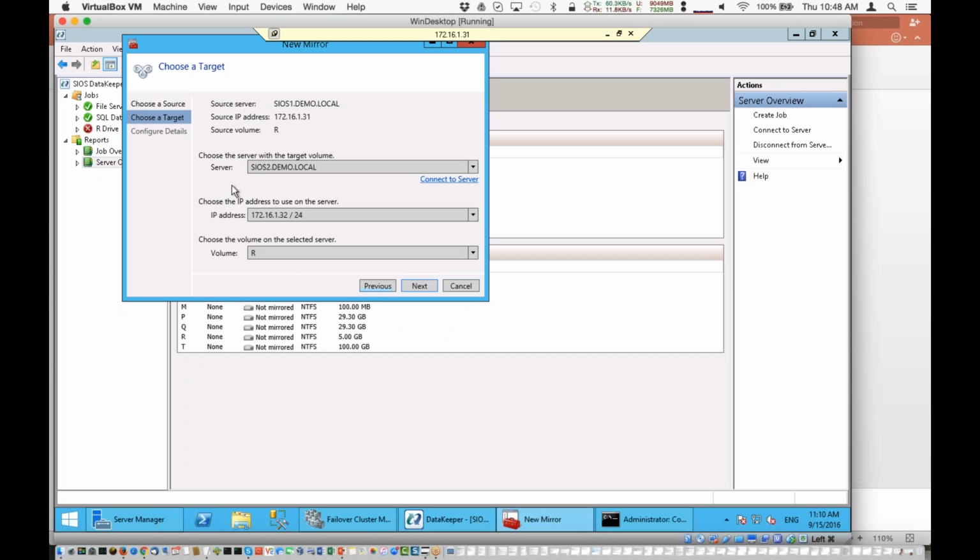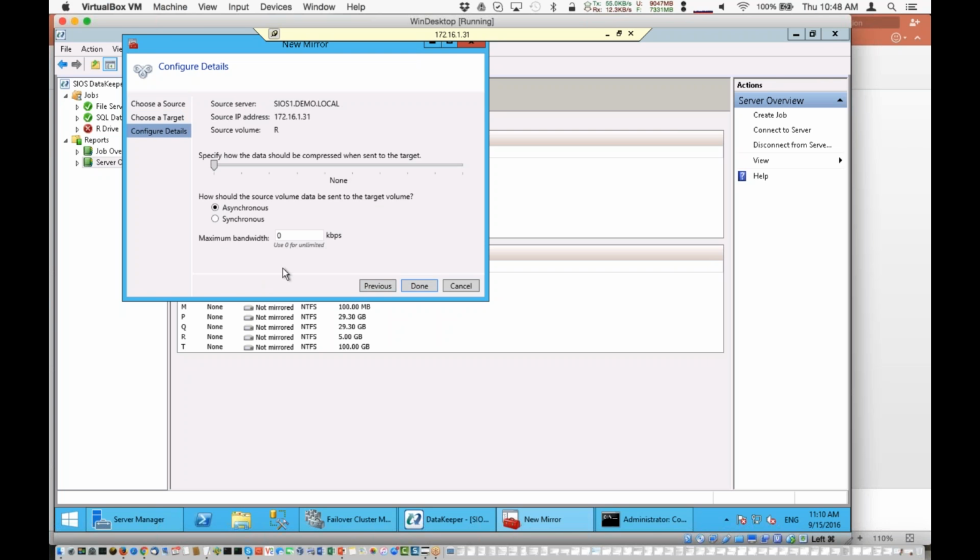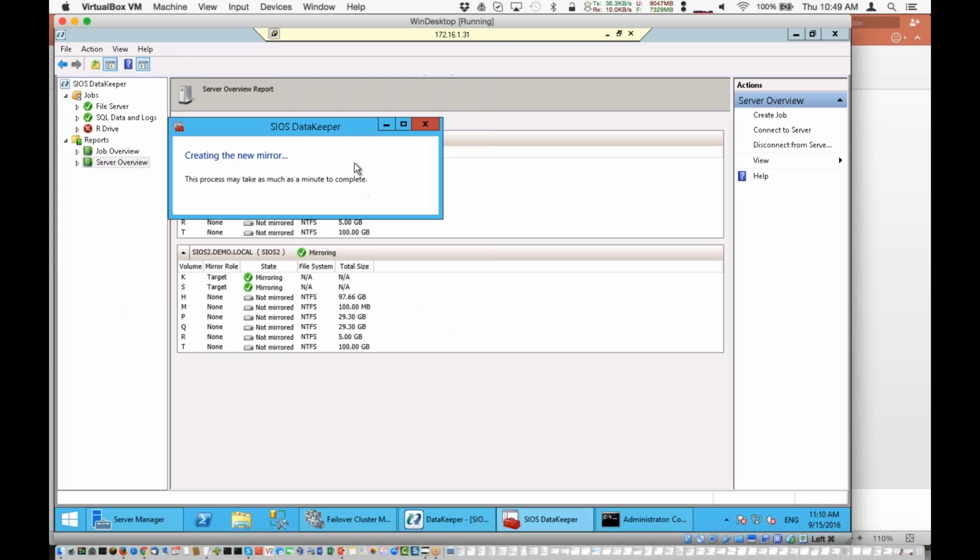Step 2, I'm going to select my target. Really nothing to change here. Everything's been pre-filled out, pre-selected for me. And then finally, on the last step, I'm going to select my mirroring options. Here, because these two nodes are in the same data center, I'm going to go ahead and leverage synchronous replication for maximum data protection. We do also have compression and throttling features built right in. And go ahead and click Done. So that's it, simple three-step wizard.